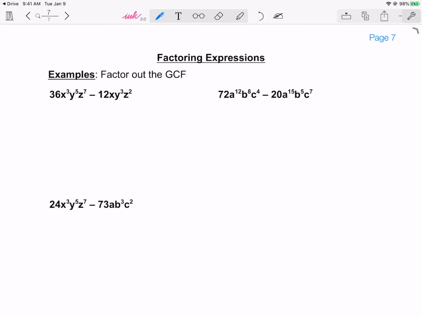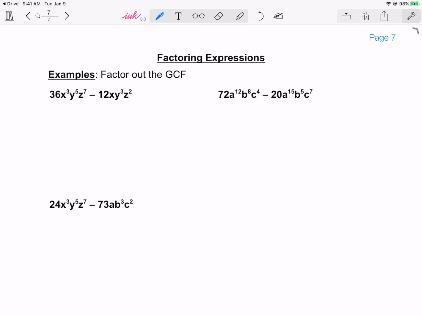So again, I'm just subtracting 3 minus 1, 5 minus 3, and 7 minus 2 to get my new exponents. So 5 minus 3 for the y's gives me 2. 7 minus 2 for the z's gives me 5. On to the next term. I factored that whole thing out. So I should just have a 1. And again, if I were to distribute the 12x y cubed z squared into the parentheses, I would get exactly what I started with.